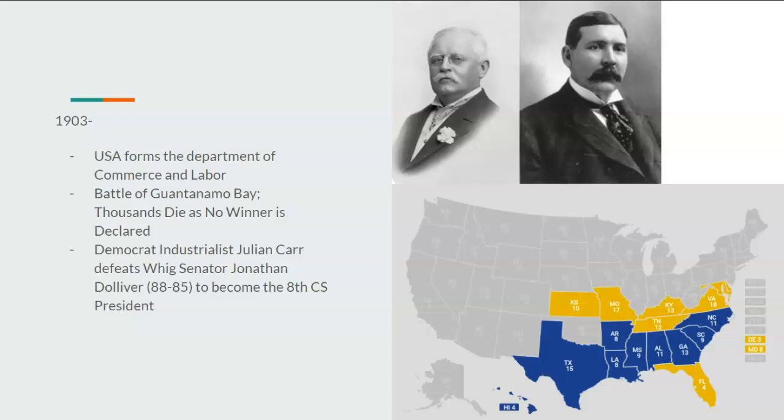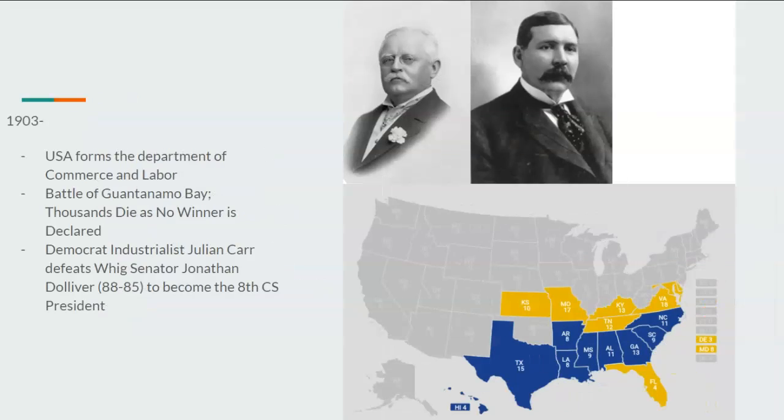In 1903, the USA forms the Department of Commerce and Labor, thanks Roosevelt. The Battle of Guantanamo Bay, thousands die as no winner is declared. And now the 1903 Confederate election. Democrat industrialist Julian Carr defeats Whig Senator Jonathan Dolliver, 88 to 85, to become the 8th Confederate president. If you don't know who Julian Carr is, he's a staunch supporter of the KKK, joined the KKK and funded them heavily. So, not good. Not good at all.